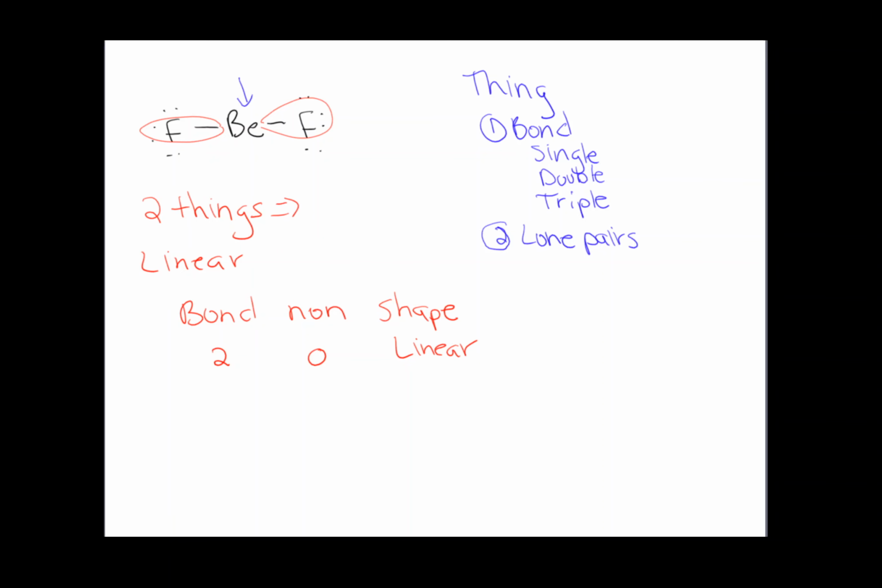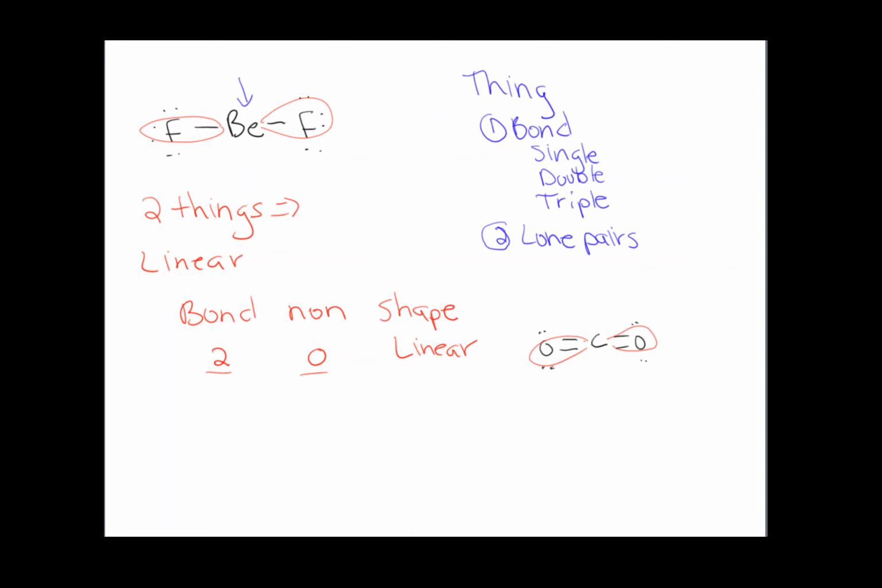Right, let's try another one. How about carbon dioxide? All right, find your center. That would be the carbon. And how many things are around your carbon? There's a double bond on this side and there's a double bond on that side. Yes, it's still just a bond though. So there are 2 things. They're both bonds, so there's no non-bonding. So it is again shape linear.